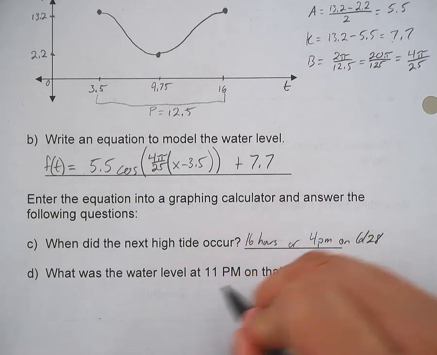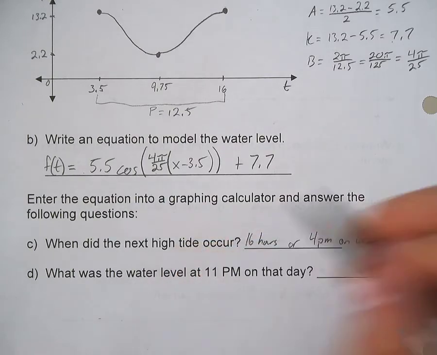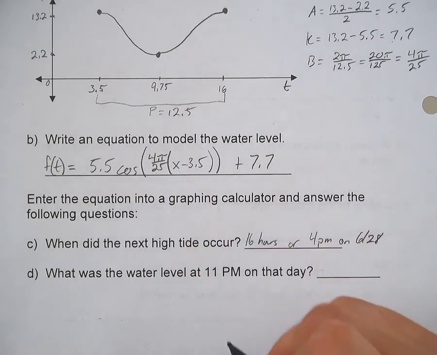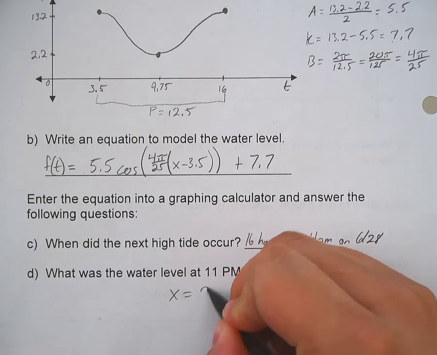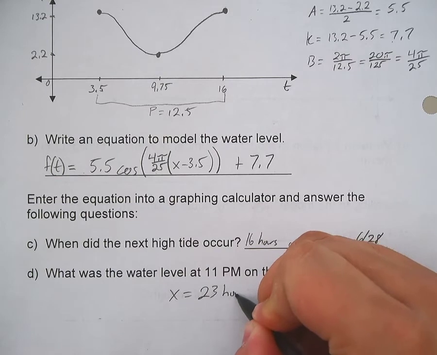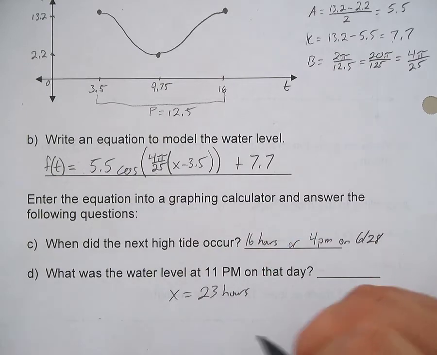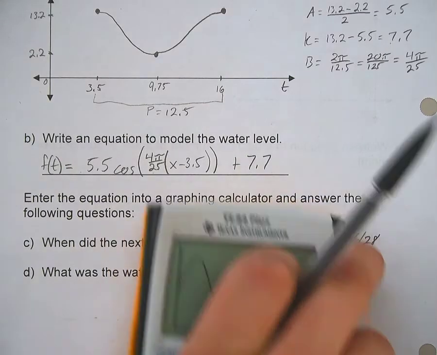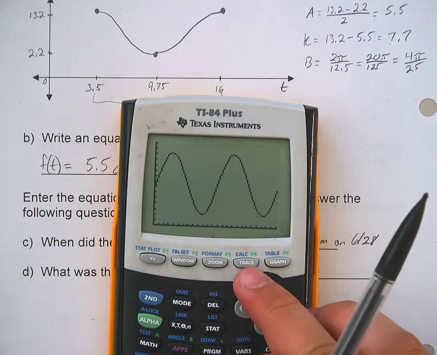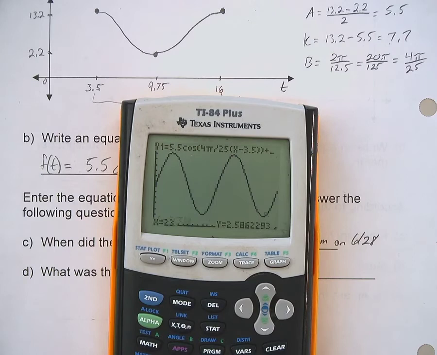So what is the water level? The water level is your Y value. I'm so sorry about that. At 11 p.m., this is when X is going to be 23 hours. That's 23 hours after midnight. 11 p.m. is 11 p.m. on that day. So now let's trace it here. Trace 23. Much better.